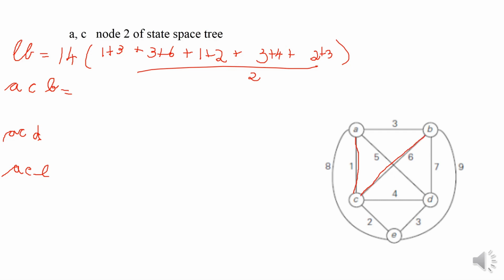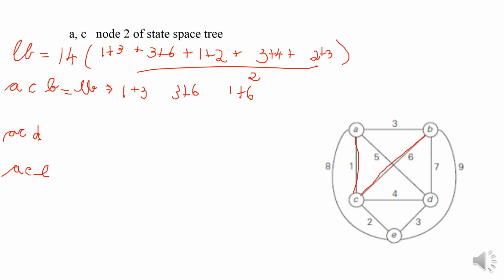So, when calculating the lower bound, you have to take for A 1 plus 3. For B, this edge has to be there. So 3 plus 6. Then for C, you have to take this edge with weight 6 plus the other one would be the least one, that is 1. So I have 1 plus 6.